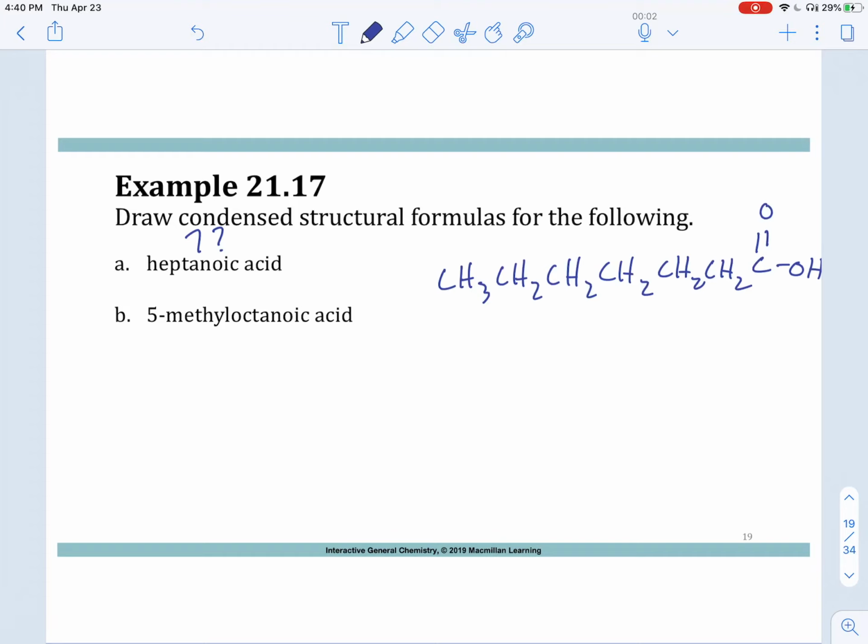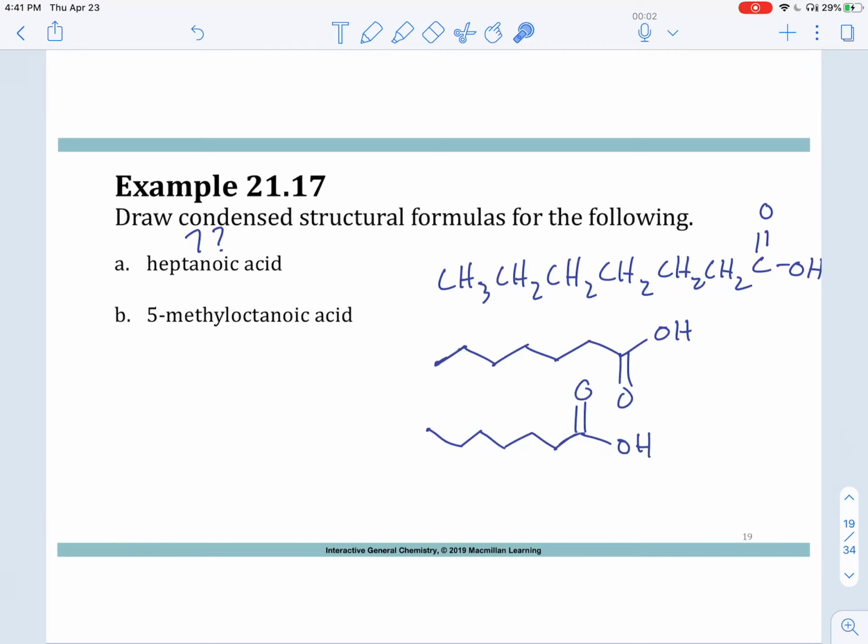You could do the skeletal structure instead, though, and just start here for 1, 2, 3, 4, 5, 6, 7. Notice I ended going down arbitrarily, so that means I need to draw this downward. And then double check, 1, 2, 3, 4, 5, 6, 7. Yeah, so there'll be a structural formula. If you happen to start up, which I rarely do, you could do 1, 2, 3, 4, 5, 6, 7. Equivalent structures. So there's that one.